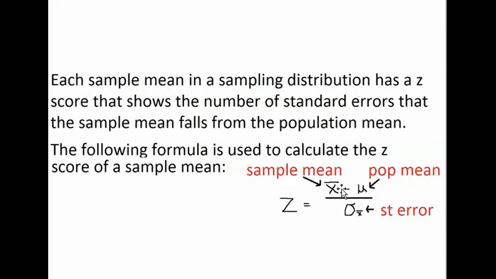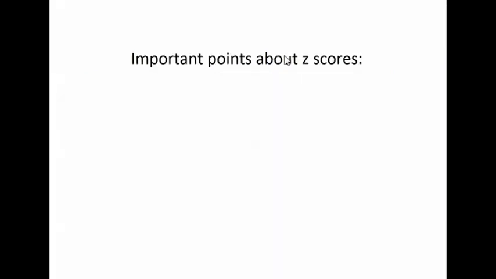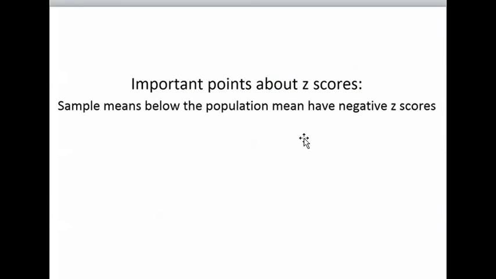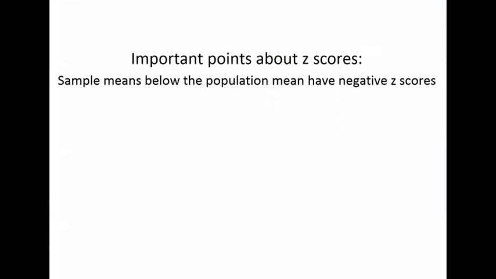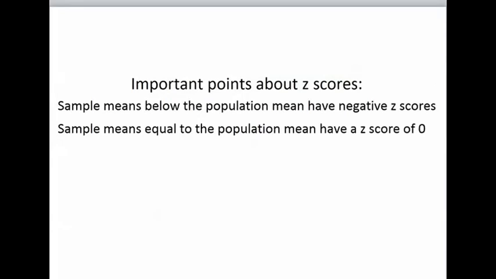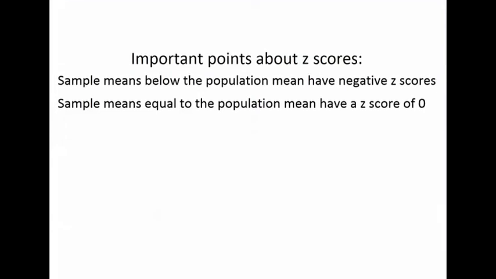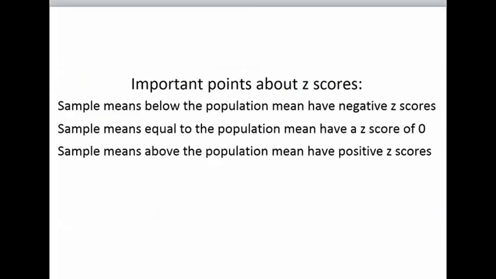So these are the 3 parts of the formula: the sample mean, the population mean, and the standard error. I wanted to make a few points about the z-score of a sample mean. I want to show you how the z-score of a sample mean really works the same way as the z-score of an individual person. First, a sample mean that's below the population mean will have a negative z-score. A sample mean that's equal to the population mean will have a z-score of 0. And a sample mean that's above the population mean will have a positive z-score.